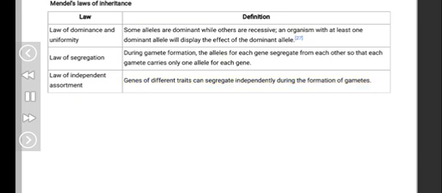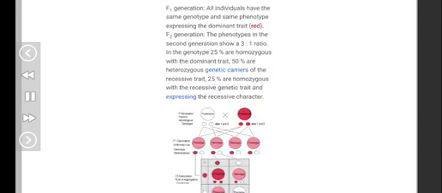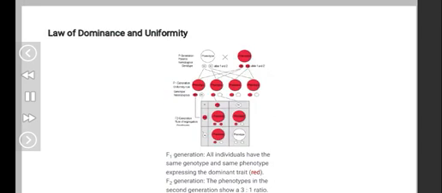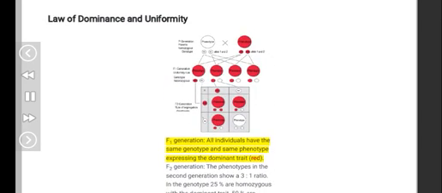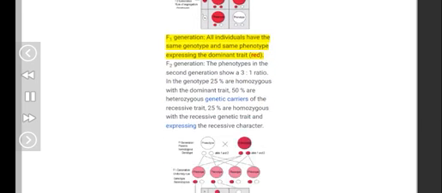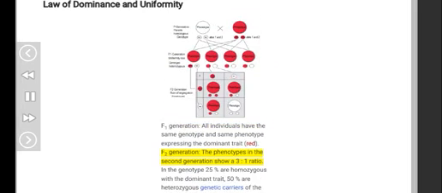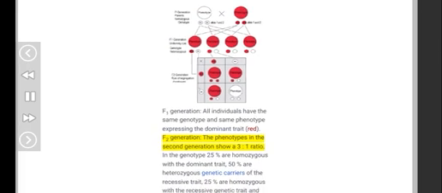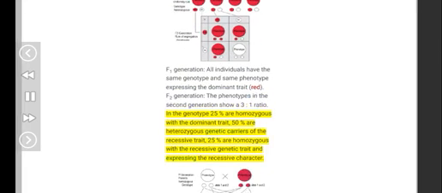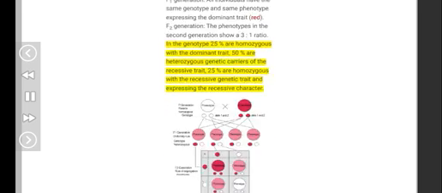Mendel's laws of inheritance. Law of dominance and uniformity. F1 generation: all individuals have the same genotype and same phenotype, expressing the dominant trait red. F2 generation: the phenotypes in the second generation show a 3:1 ratio. 25% are homozygous with the dominant trait, 50% are heterozygous genetic carriers of the recessive trait, and 25% are homozygous with the recessive genetic trait and express the recessive character.